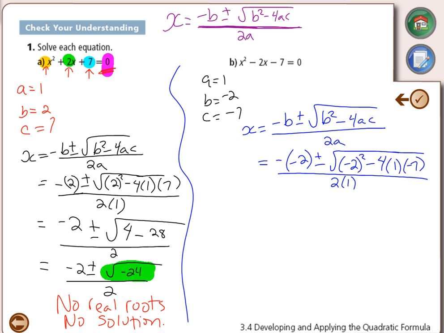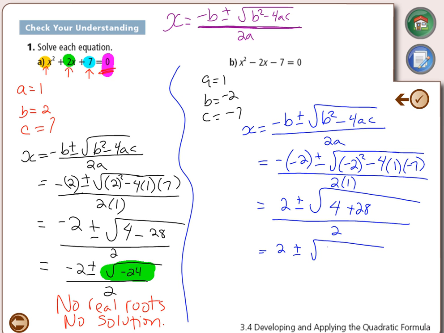We've got negative 2. That's positive 2 plus and minus square root. Negative 2 squared. That's why we needed brackets here. That's 4. Positive 4. Negative 4 times the negative 7, that's plus 28 now over 2. So we've got 2 plus and minus square root of 32 over 2.